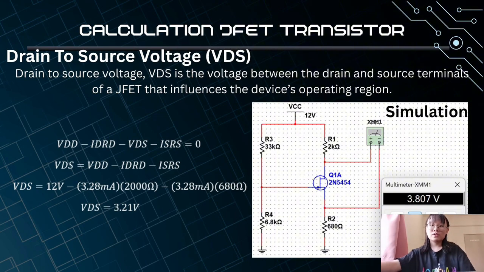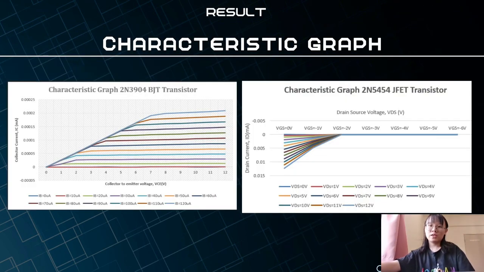I will explain the result of characteristic graph for both BJT and JFET transistor. Both circuits, BJT and JFET, demonstrate stable operation in their respective active regions. The BJT characteristic graph shows amplification, while the JFET voltage control behavior makes it ideal for high impedance applications. These principles are foundational for designing amplifiers, switches, and signal processors. I will let my teammate Abdul Malik continue our presentation.